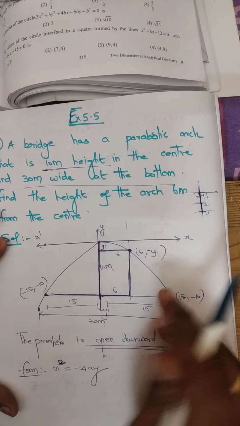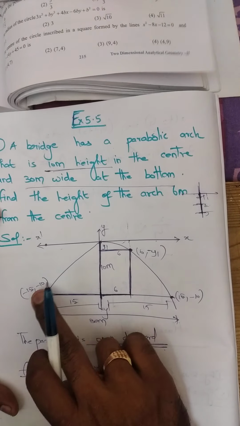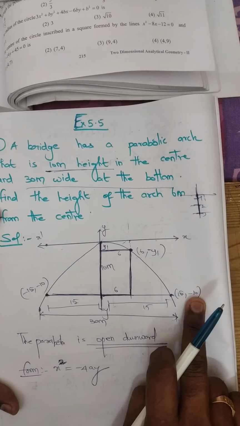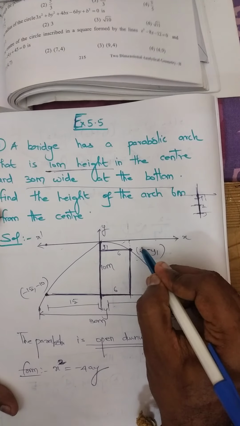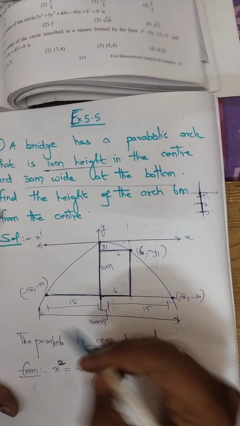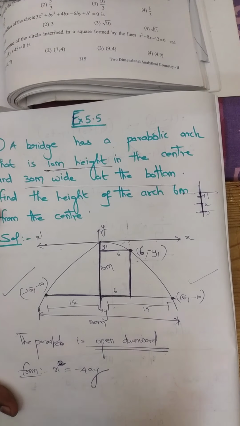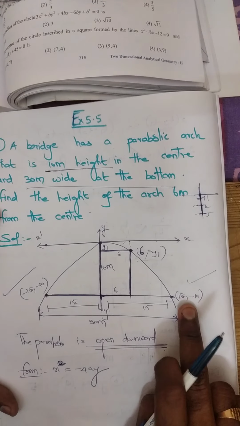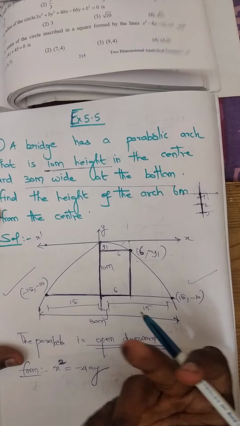Of these points, two are known points, because x and y are known. This one is an unknown point, because x is known, y is unknown. First, I want to apply a known point. I can apply this point or this point, your wish. At present, I'm going to apply the point 15 comma minus 10. If you apply minus 15 comma minus 10 also, no problem.